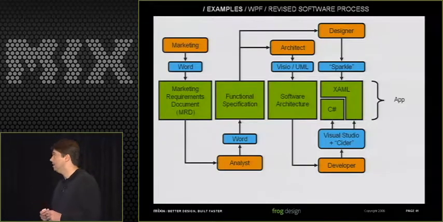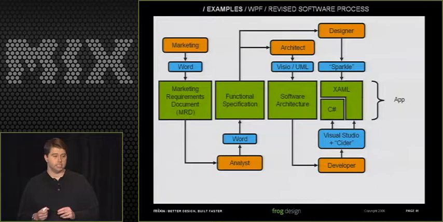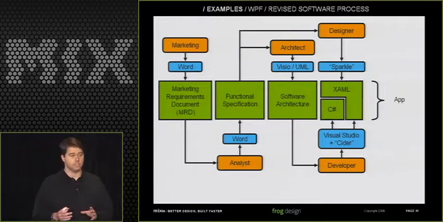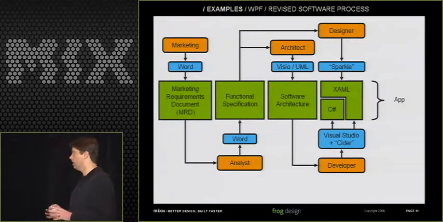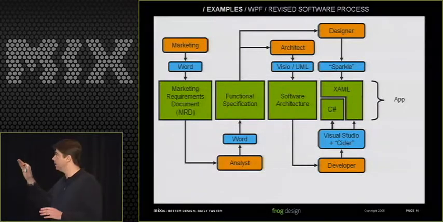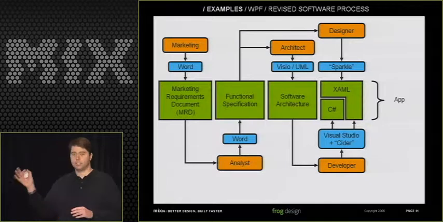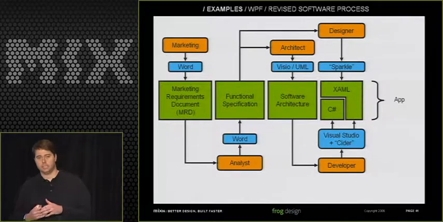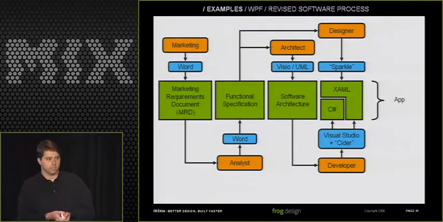So if we look at the process and how that changes, this is actually the really cool part. So you can see we still have the same process of going through marketing to functional spec and software, but the big difference is that you have the designers able to work directly in the same code with the developers. So there's tools like the Microsoft Interaction Expression Designer, or also known as Sparkle. That was the code name.